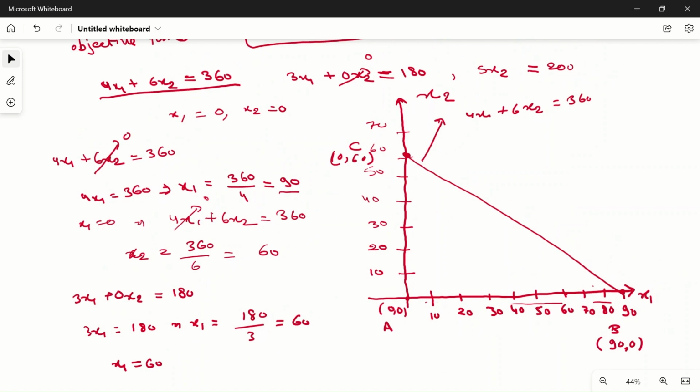So where is x1 is equal to 60? Here, see, x1 axis, and it is equal to 60. So this is a vertical line. At this line x1 will always be 60. Okay.